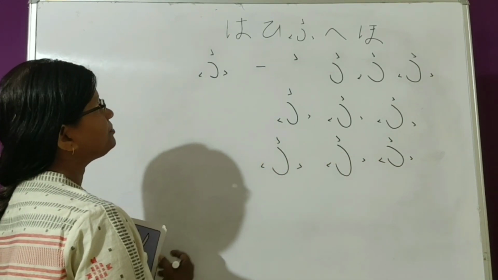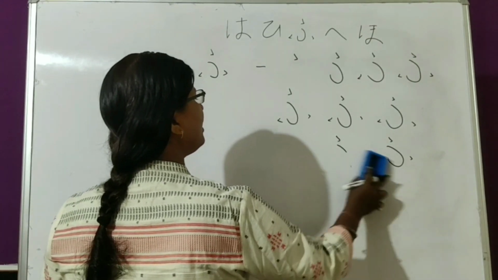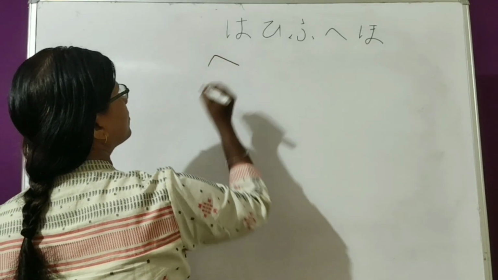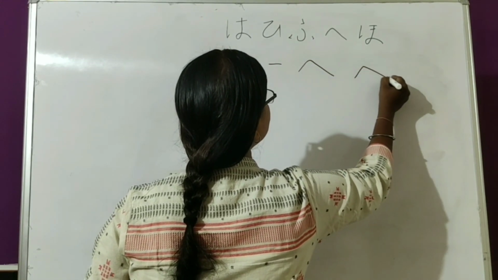Fu. Okay. After fu, it is he. He. It is a single stroke and it is easy to write.